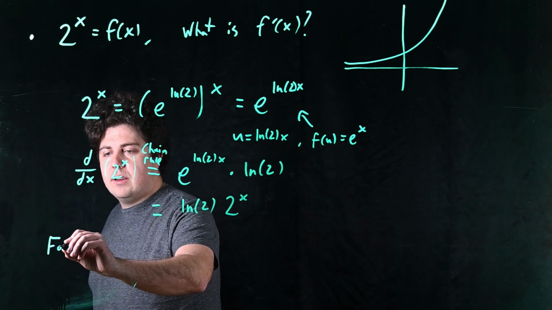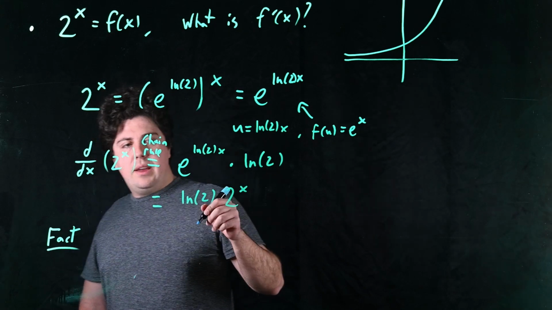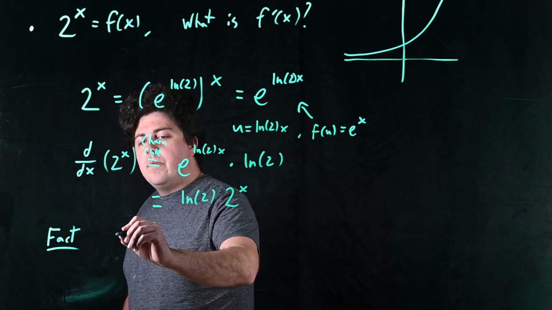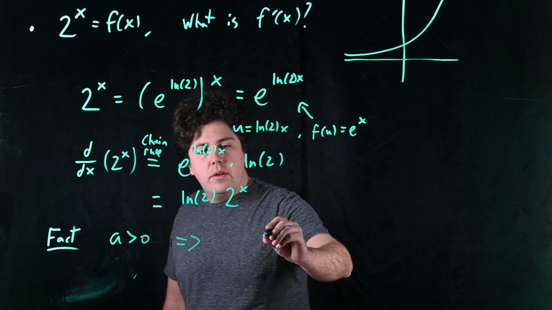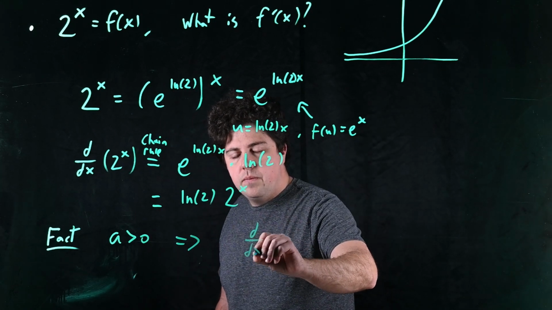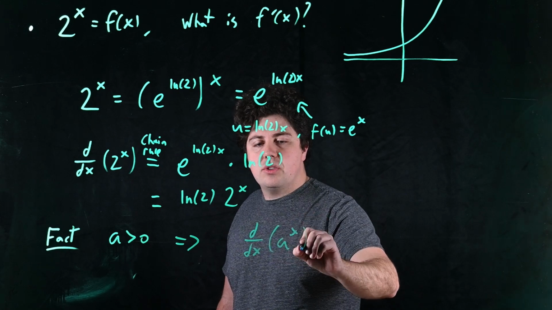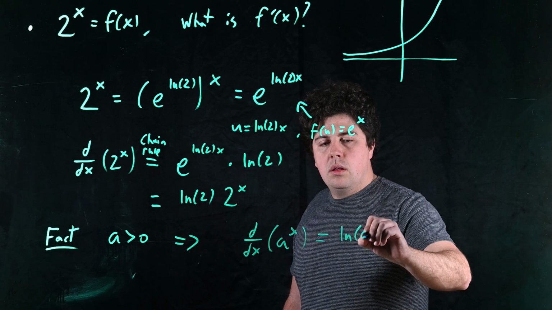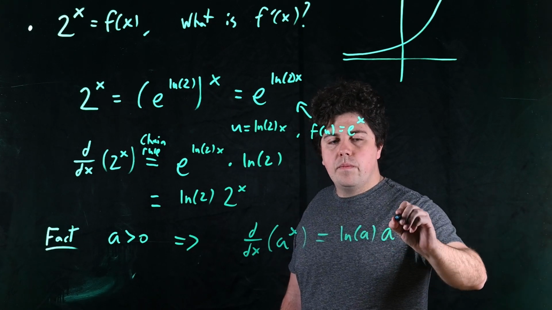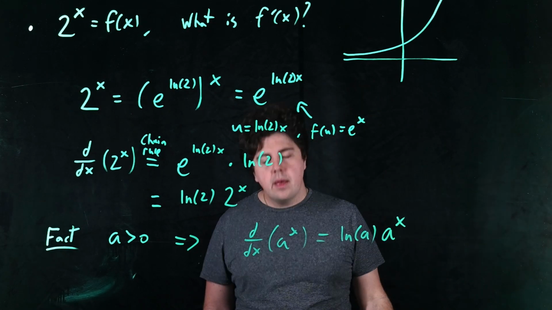And a simple fact is that for a greater than 0, the derivative of a to the x is similarly just going to be the natural logarithm of a times a to the x.